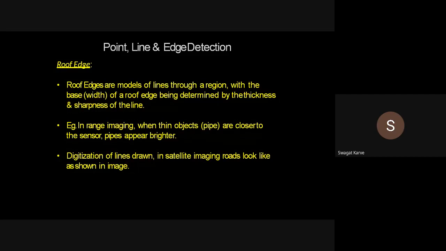Roof edge is a horizontal line, and you know about the step and ramp. Okay, now the thing is how to detect this edge. As we have studied the point detection part, we have discussed the line detection part.